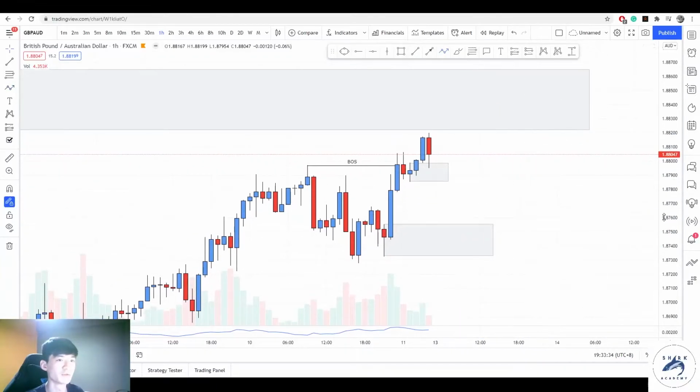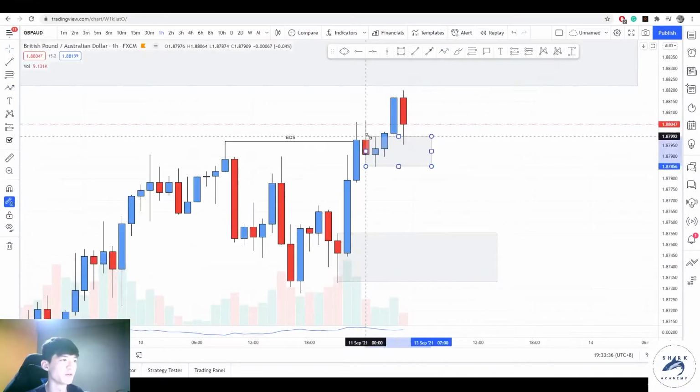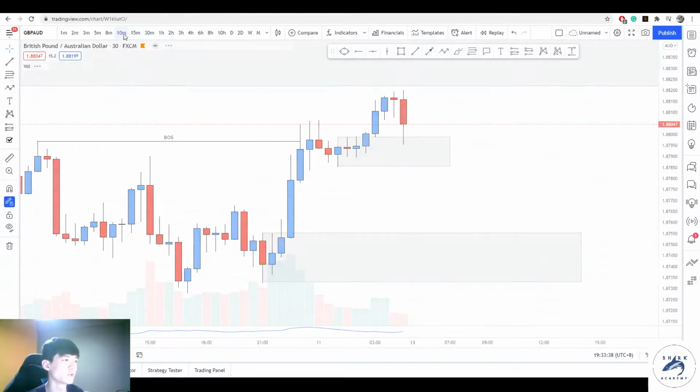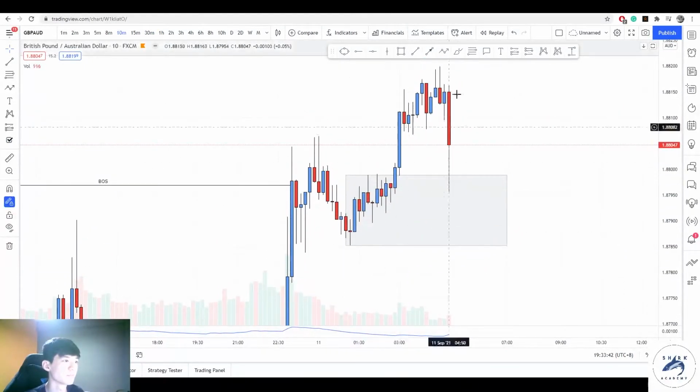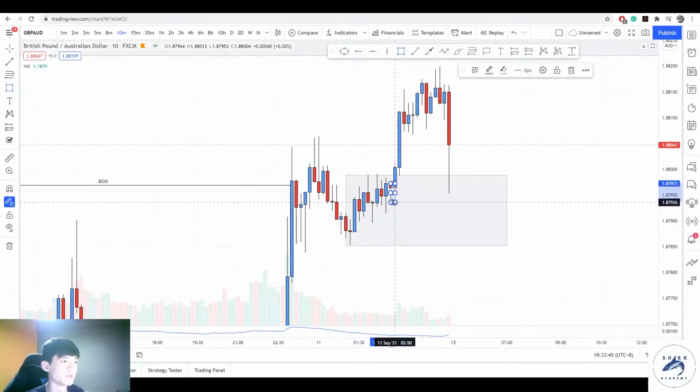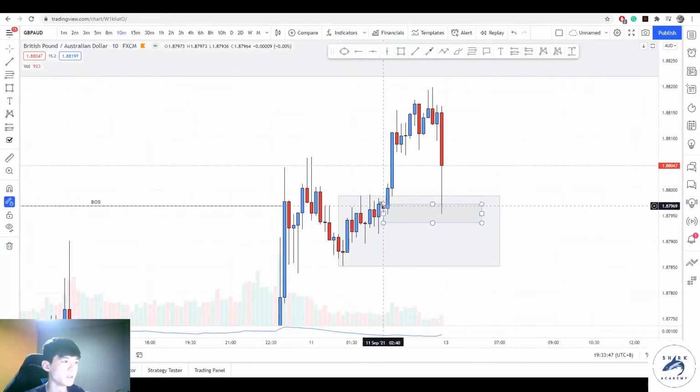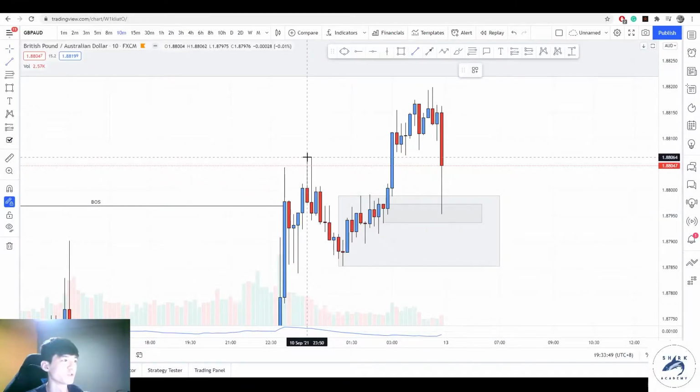The second trade idea would be to immediately buy off this demand area. So let's go down to the lower time frame to see if we can catch anything over here. So clearly you can see this demand area on the lower time frame. This demand area broke out of structure here.